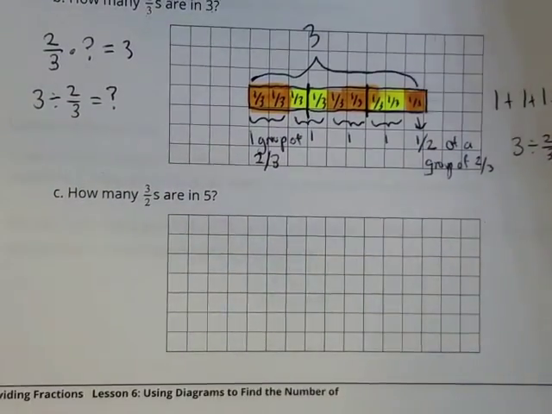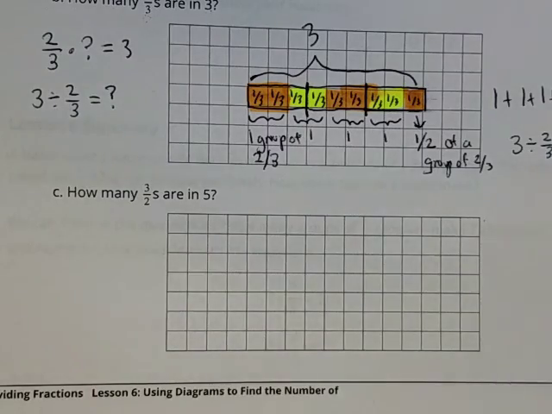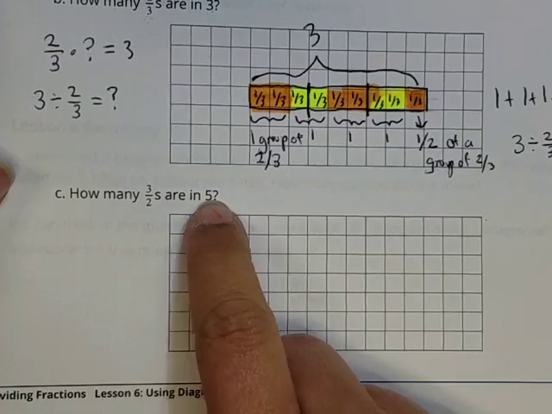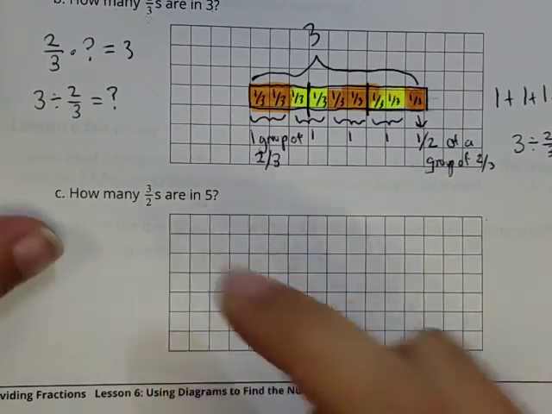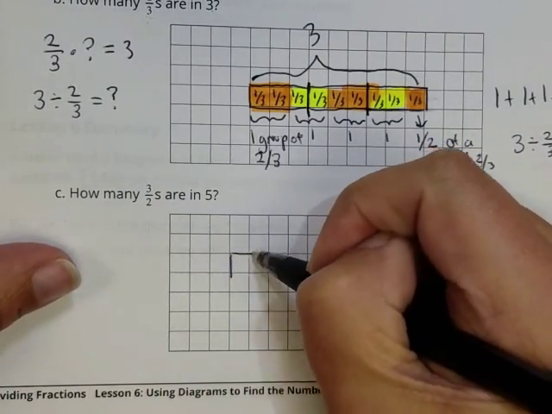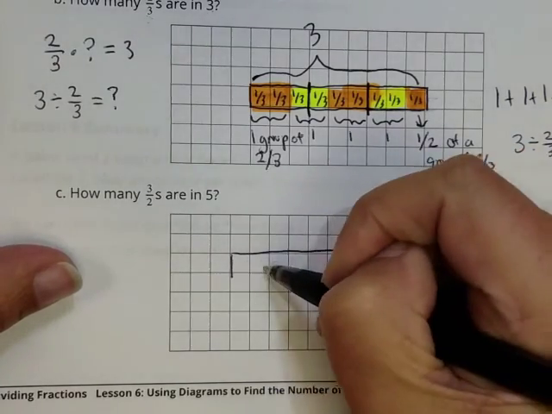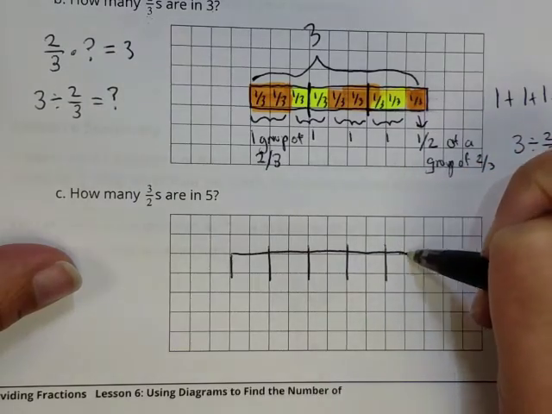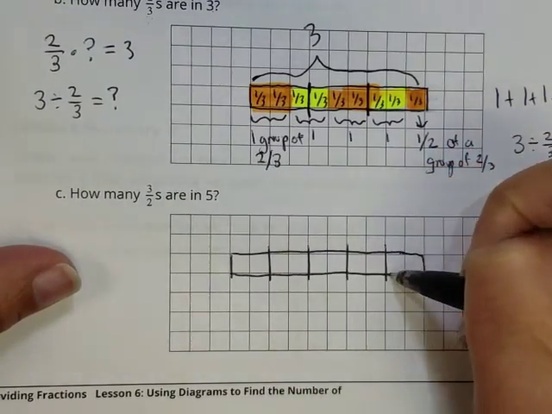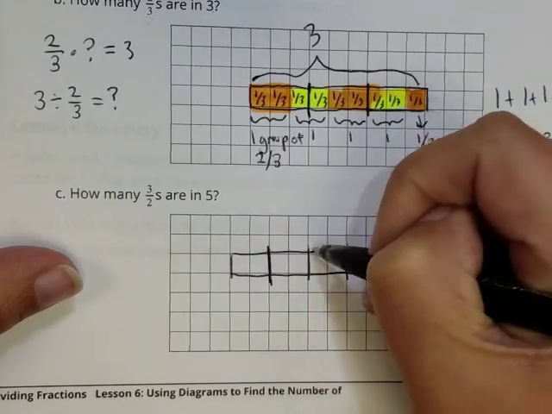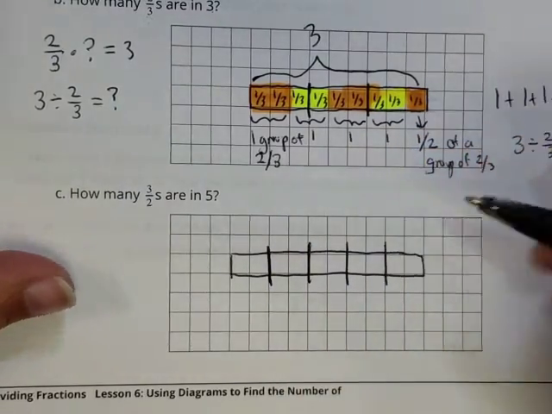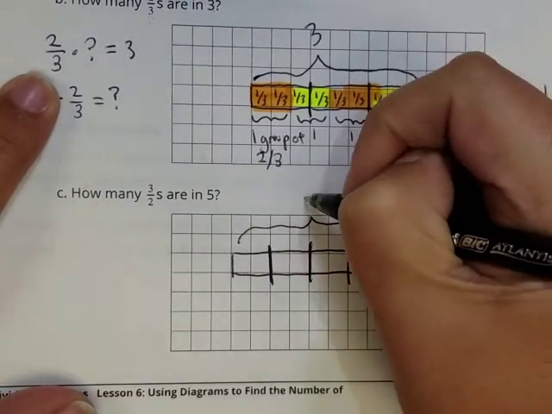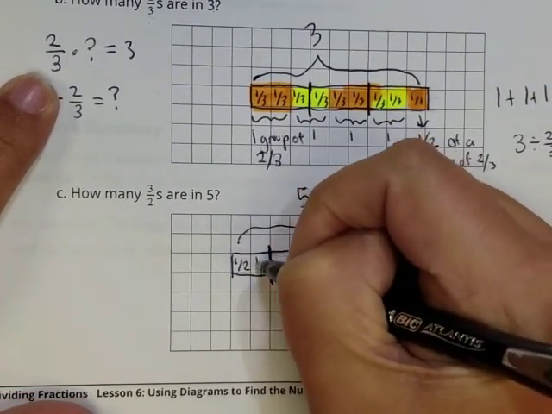All right, next, how many 3/2 are in 5? So I know I want my size pieces to be halves. So if I've got 5 wholes, I'm going to need 10 because 2 times 5 is 10. So I'm going to need 10 of these little pieces here. So 1, 2, there's 1, 1, 2, there's 2, 3, 4, 5. So there's my 5 wholes. And again, I drew my lines really thick to show that these are my wholes. So we're going to label it with 5, and then each of these is a half.